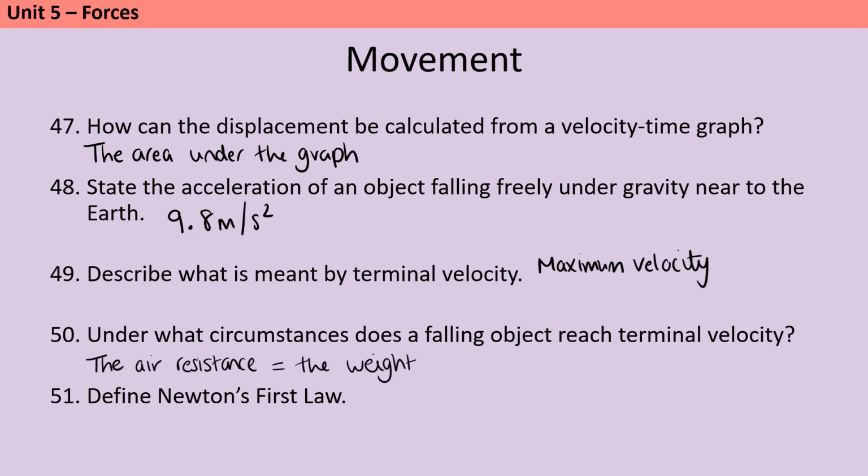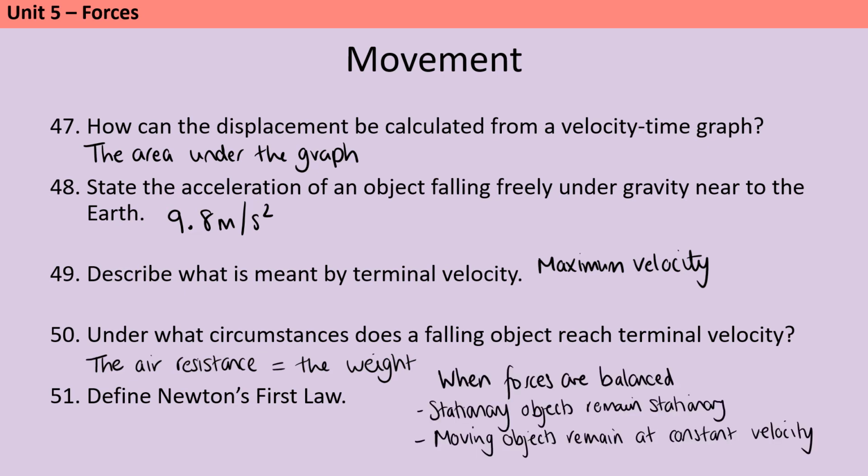Newton's first law is the idea that where forces that are acting on an object are balanced, its motion will be unchanged. So if that object is stationary, it will remain stationary, it won't start moving, and if it's already moving, it will continue to move at a constant velocity. We sometimes call this uniform motion or uniform velocity.